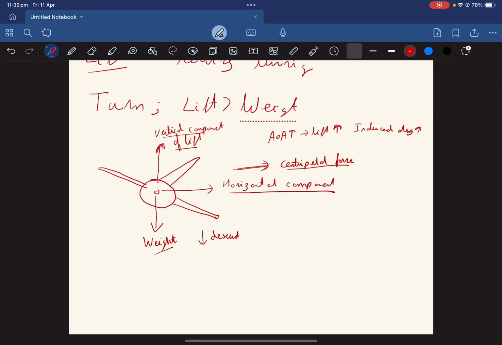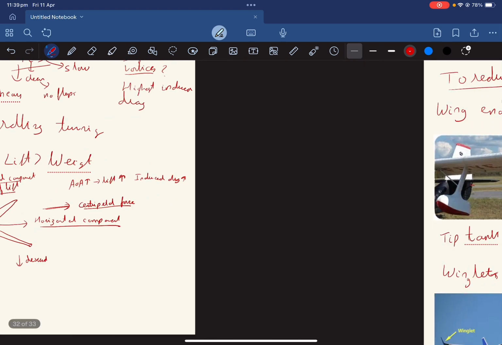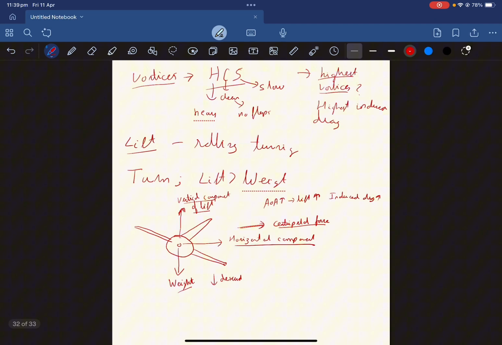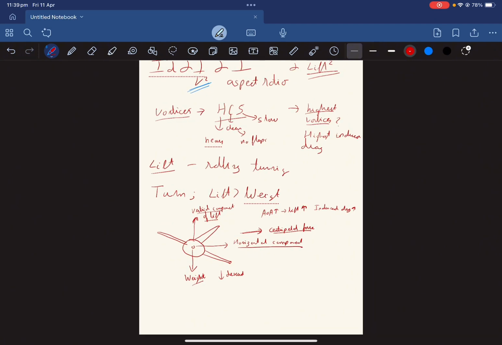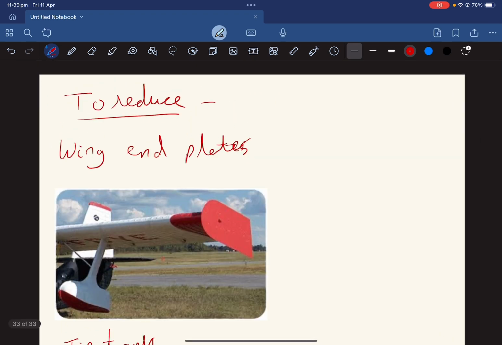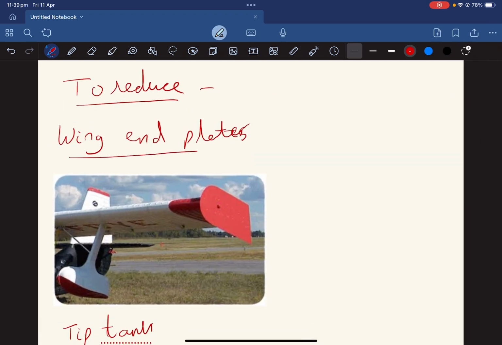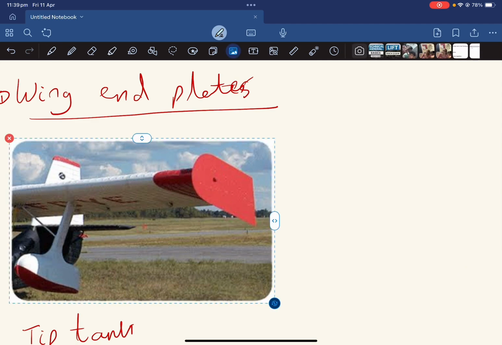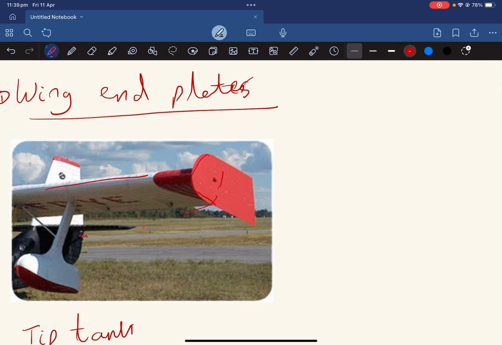So now let's look at ways that you can reduce induced drag. Of course, you discussed here that you could increase the aspect ratio, but I told you the disadvantages of it. So let's think of more practical ways, and I'm sure you have seen these. The first way is wing end plates. It's not very common nowadays. If I put a plate over here on this wing, I'm restricting the sideways movement. Although there will be some sideways movement, to a great extent it has been reduced.